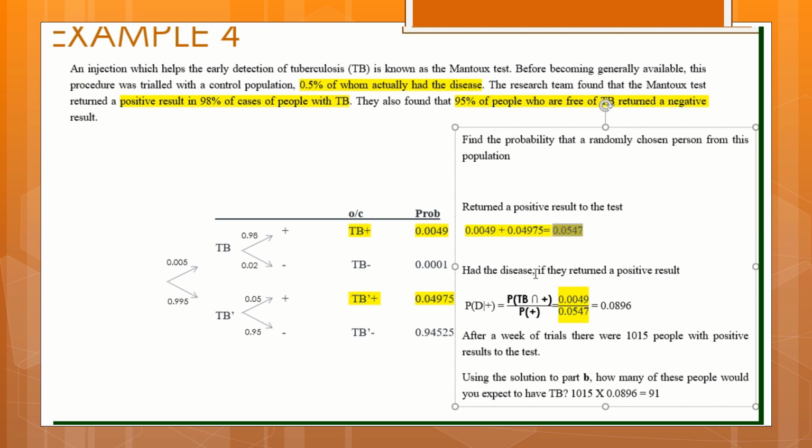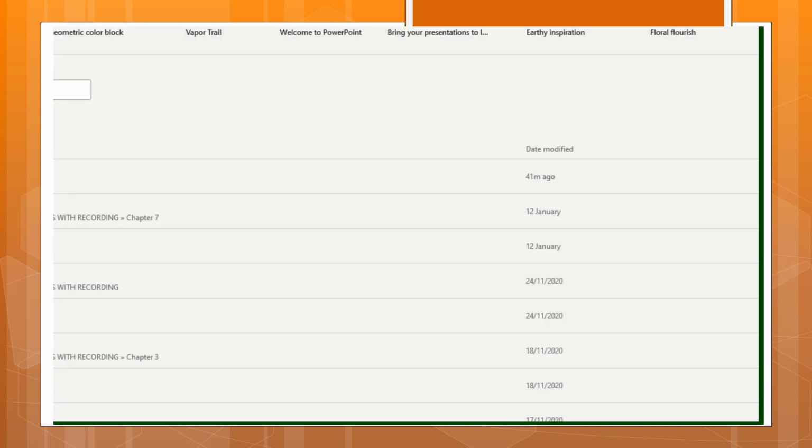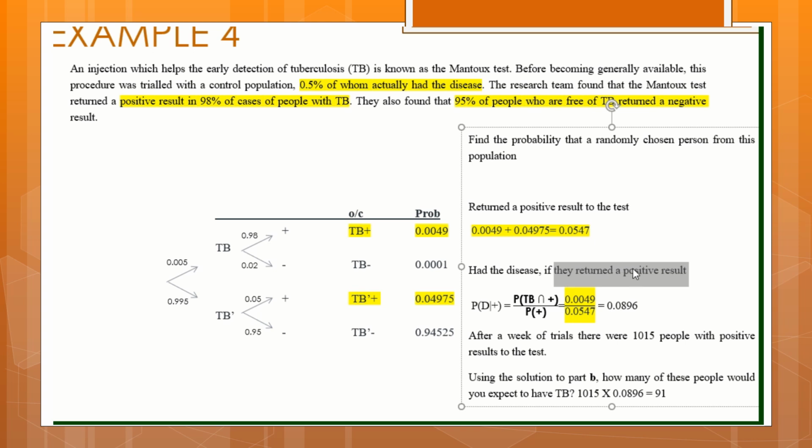Had the disease if they returned a positive result. This is when it is conditional probability. When you see a phrase like this, if they return, this is condition, given that they return a positive result. So that is your condition. So given that they returned a positive result, what is the probability they had the disease? So had the disease, given positive, okay, or I would say had TB would be easier for you to understand.